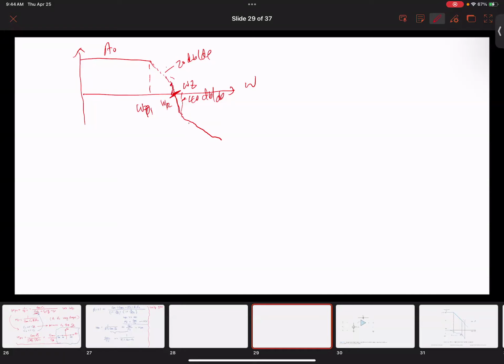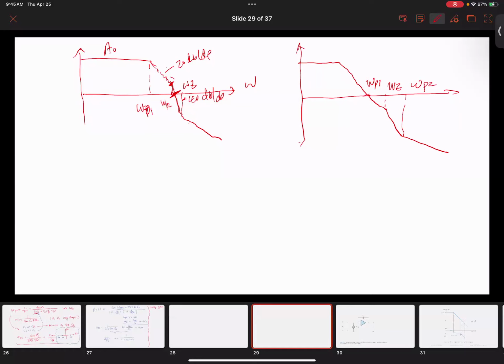And of course, this WP1 cannot be, in fact, it should not be above. If it's above, the system is unstable. So the ideal drawing will look like, in fact, it looks like this. So this 20 dB drawing, and then we have 40 dB, and then we have 20 dB. So here is our WP1, this W0, and this our WP2.